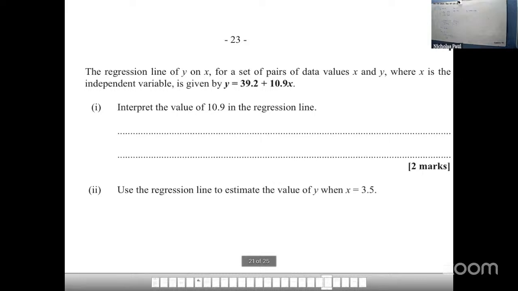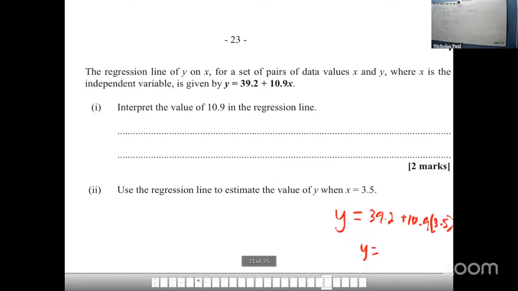I remember doing one like this last week. 10.9 represents the same thing, right? It represents the factor by which y will increase when there is a unit change in x. Okay, similar definition. Use the regression line to estimate y when x is 3.5. So all you have to do here is take 39.2 plus 10.9 multiplied by 3.5 and you'll get the y value.